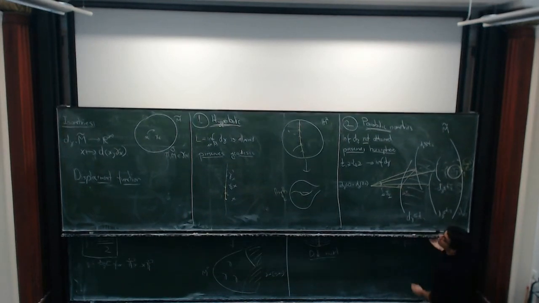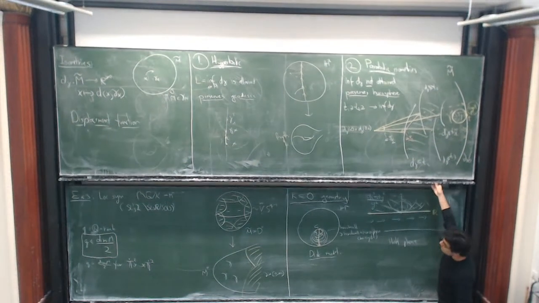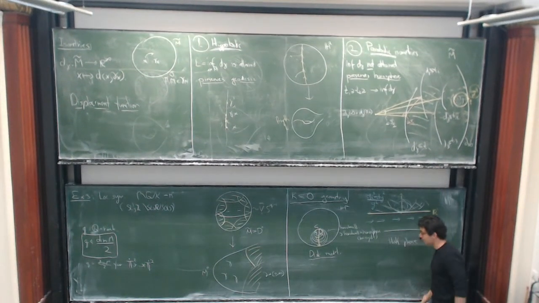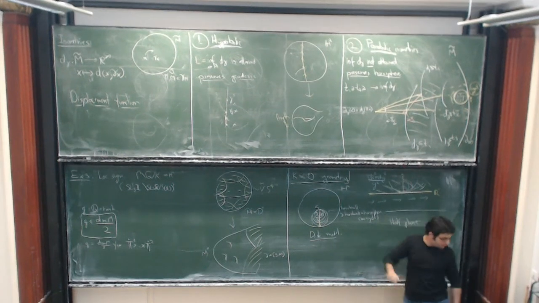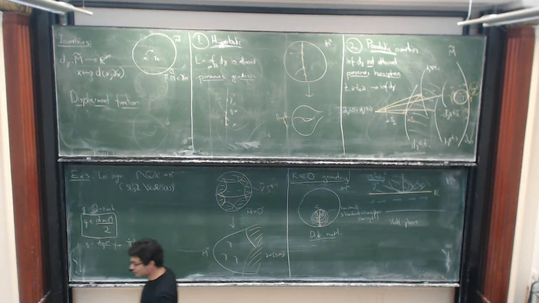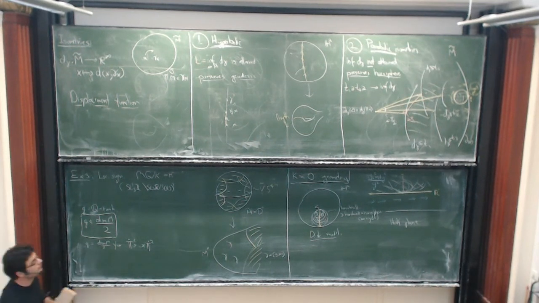Okay. So maybe that's enough about isometries for now. So let me tell you one more thing about non-positively curved manifolds, namely what's called the thick-thin decomposition.